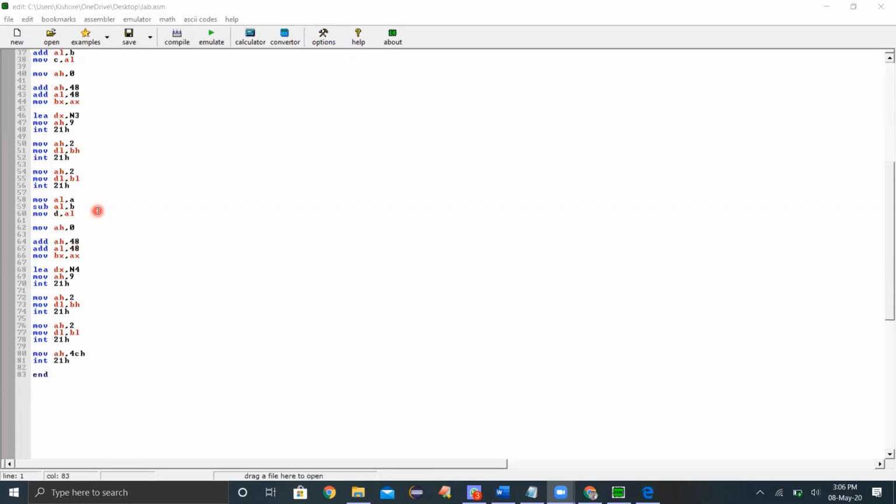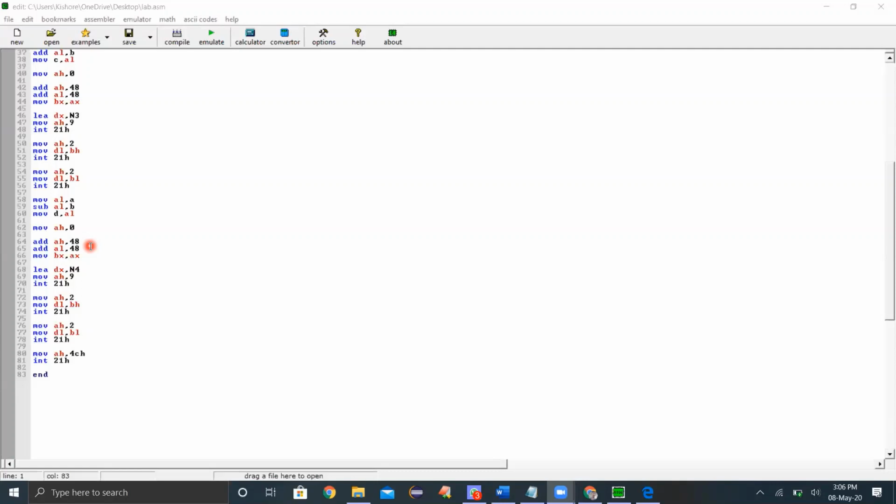Now again, AH may contain some other value, so we make it 0 and then add AH comma 48, which means the subtraction value is a decimal value. Now we convert this decimal value to its ASCII character by adding 48 to it. 48 is the ASCII number of 0. So if we add this, the processor knows it very easily.